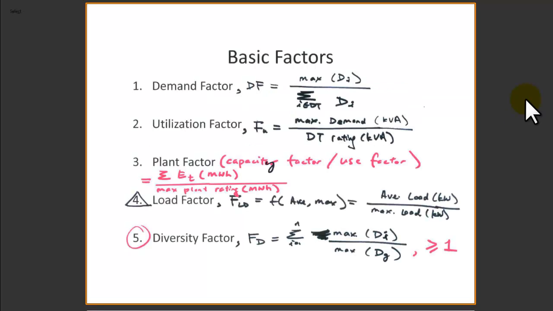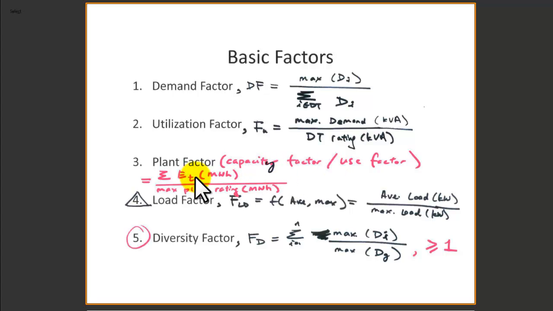The difference for this basic factor compared with the one that we had from last lecture, on Wednesday, is that I'm adding more new information on this plant factor and how we quantify the ratio. As you can see, this plant factor is actually the sum of all the energy consumed divided by the maximum plant rating. So it's all in megawatt-hours instead of megawatts.